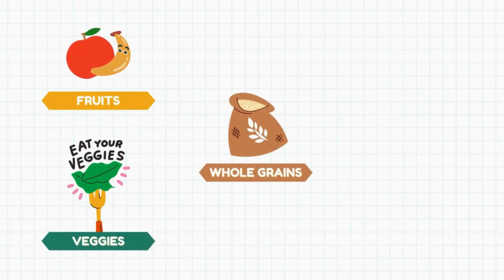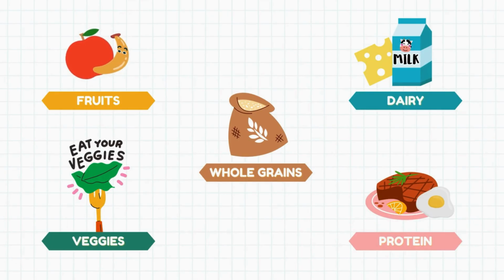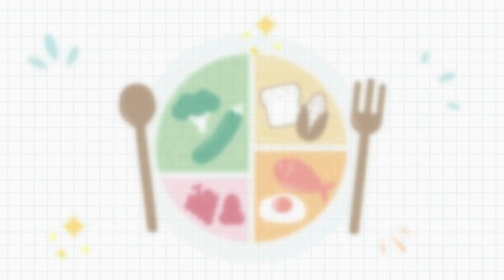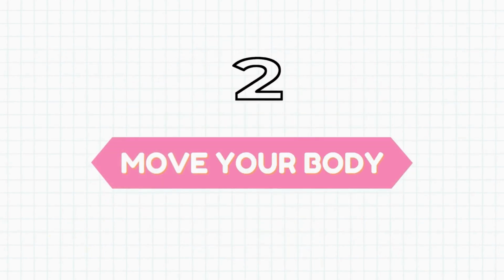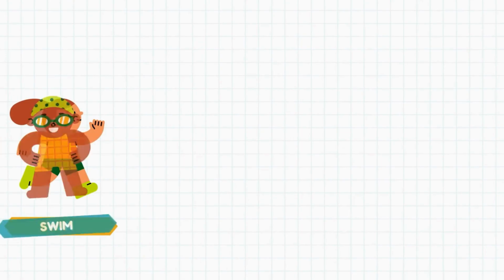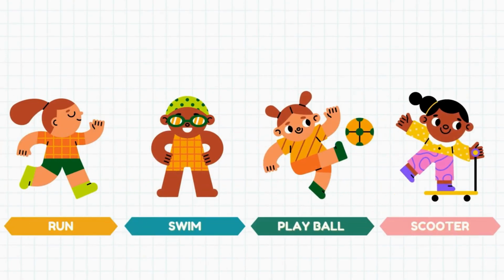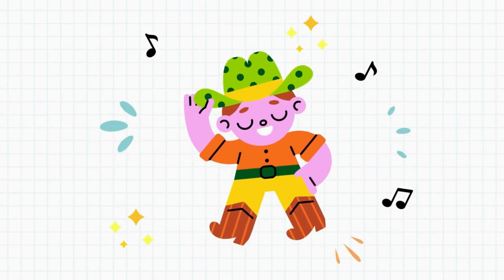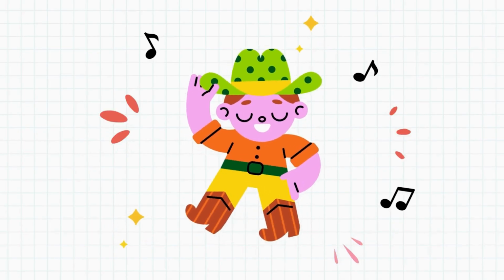Fruits, veggies, whole grains, dairy, and proteins. A health champion has a rainbow on their plate. Step 2. Move your body. Champions don't sit still all day. They run, swim, play ball, ride their scooter, whatever makes their bodies feel alive.